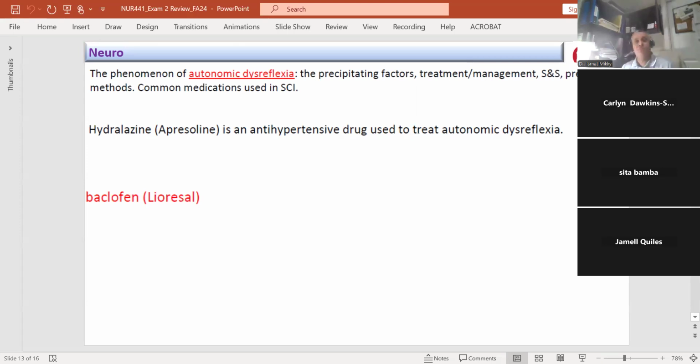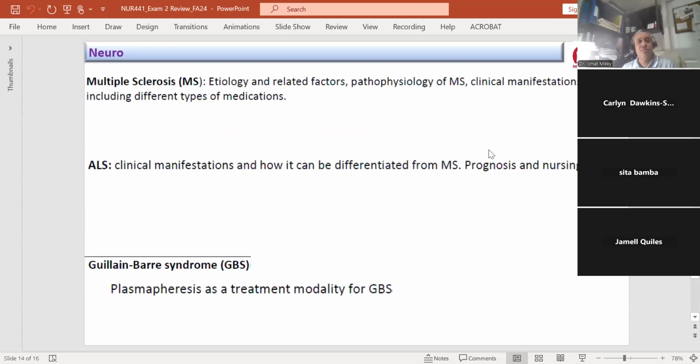MS. Again, we will read about the etiology, manifestations, and pathophysiology, and there is a very short list of medications for MS, and we went over this in class. We said we have the ABC classification of drugs.